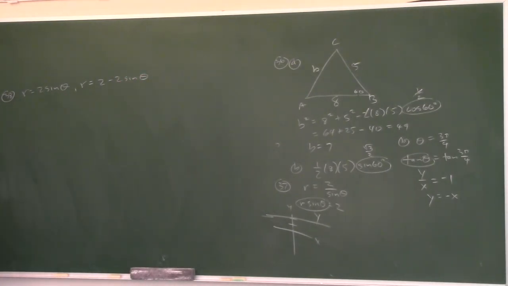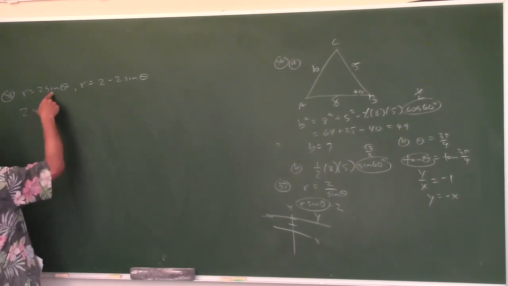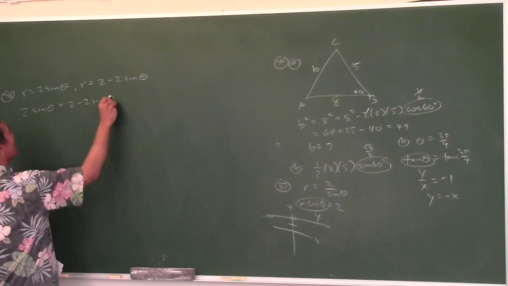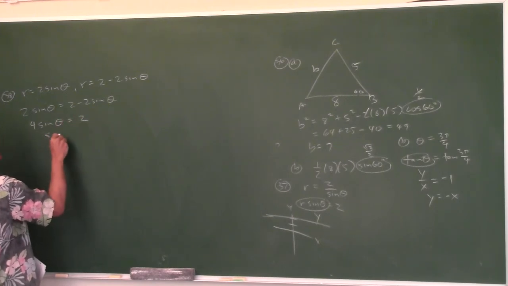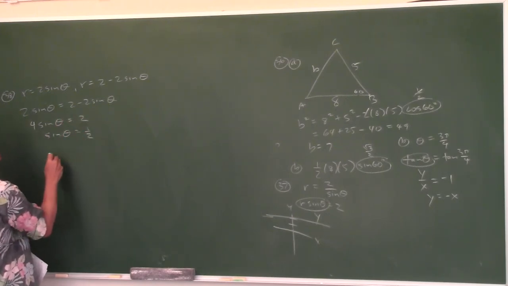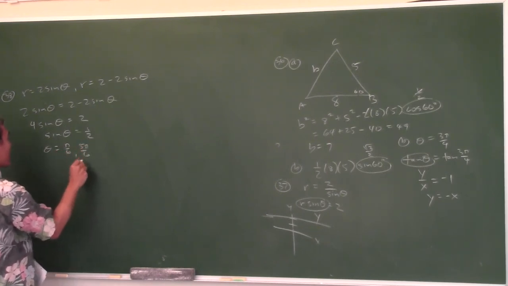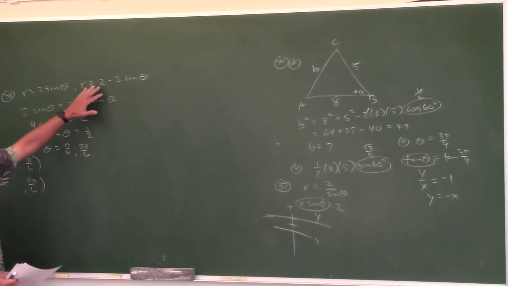So how do I find where these two things intersect? You said, well, substitution. So 2 sine theta, since this is equal to r, you can substitute it there. Okay, maybe 4 sine theta equals 2. Sine theta equals 1/2. So theta equals pi over 6 or 5 pi over 6. But you have to remember, we're giving points of intersection. We just found the theta coordinates. How do you find the r coordinates? You plug it back into one of the originals.